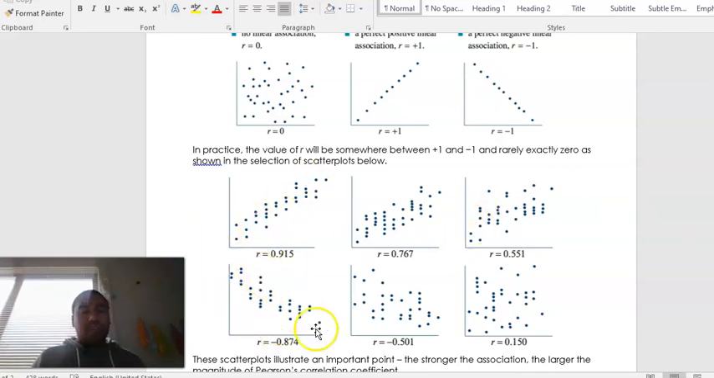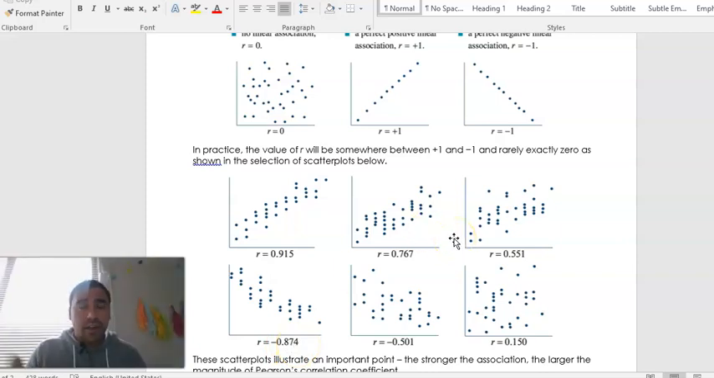Again, when the association is negative, your R value will be negative, but there's also that numerical association. So here it's -0.874, and this is negative, but more importantly, it's somewhat stronger. Not as strong as the association here, but there is still some association. Negative 0.501, a bit more scattered. Here, R is 0.150. This is very close to 0, and you can see that it's scattered all over the place. So it's safe to say that there's not as strong of an association here.